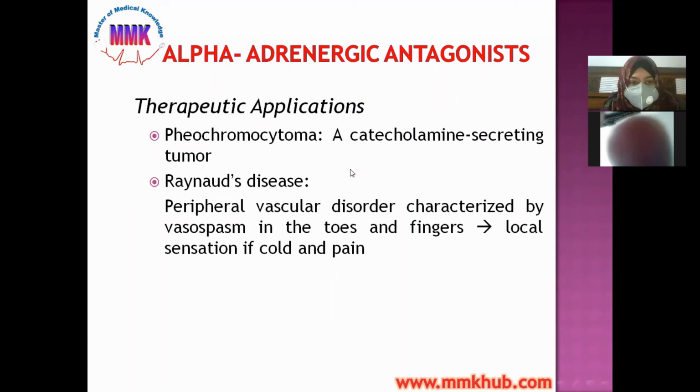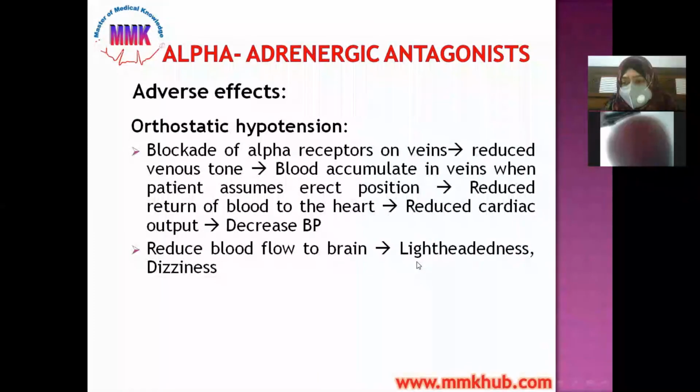Then it also helps in Raynaud's disease. What is Raynaud's disease? It is a peripheral vascular disorder characterized by vasospasms in the toes and fingers, leading to local sensation of cold and pain. What happens is that when these patients walk against the cold wind, they have vasospasms in their toes and fingers. So we can use our adrenergic drugs over here as well.